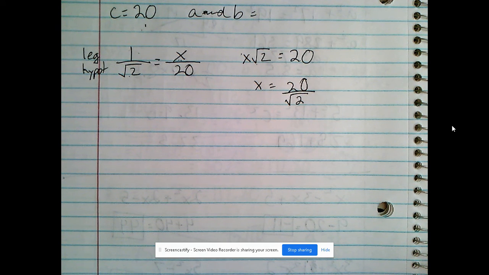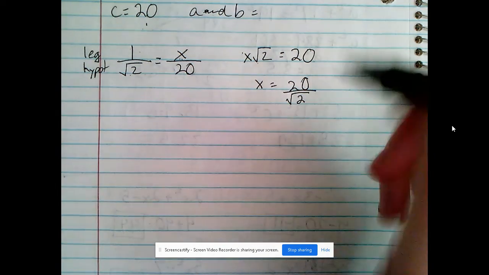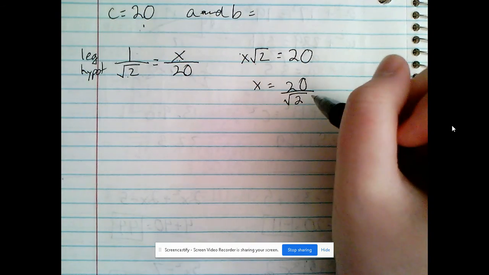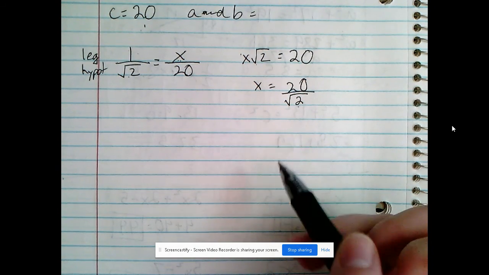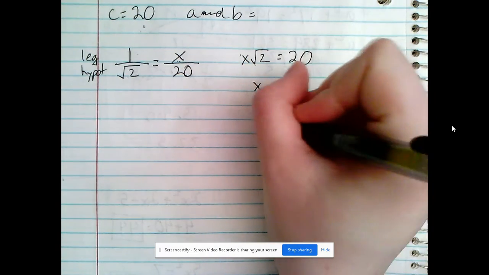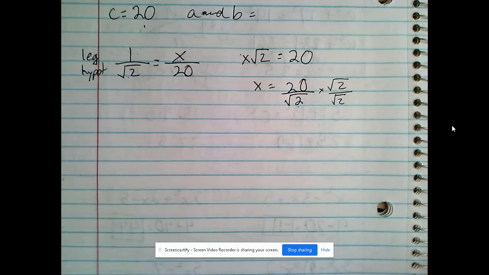Now we have to think back to Algebra 1 when we learned that you can't divide by a radical. You can't divide by a root. So what that means is we need to multiply the top and the bottom by root 2 so that we can get rid of the root on the bottom. When we multiply by root 2 on the top and bottom, it's the same thing as multiplying by 1, because anything divided by itself is equal to 1. So we're changing the appearance, not the value.